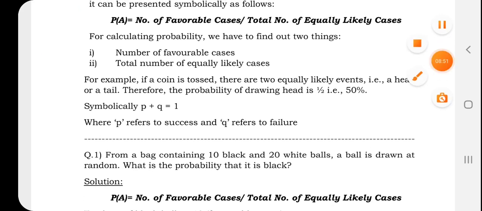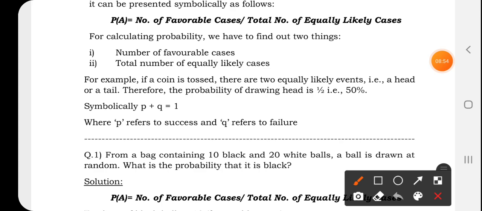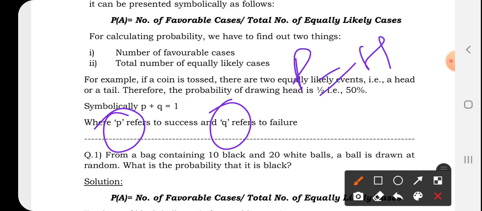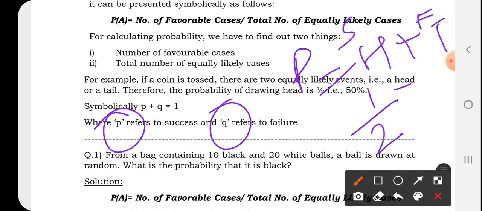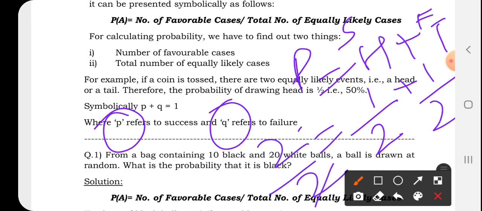Symbolically, generally we are going to see that P refers to success and Q refers to failure. Success means what we are searching for. If I am searching for a head, head will be success. What I am not searching for is your Q, which is tail. So when you add these together, for example, the probability of getting a head is half, tail is half. When you add this together, you get 2 by 2, which is 1. So you can see this is equal to 1.